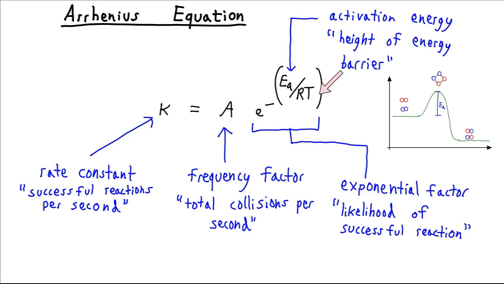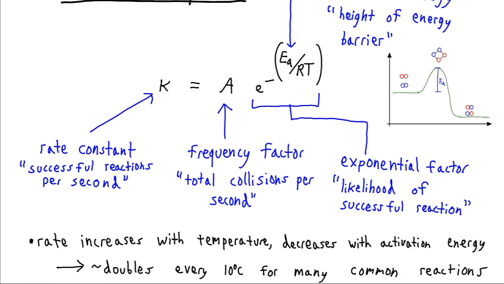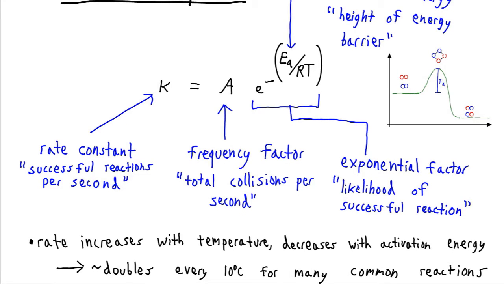Likewise, here we divide by temperature, which means that this term is going to get smaller as temperature gets larger. But because of this negative exponential, that means that the whole exponential term will get larger as the temperature goes up. So that's our relationship. If we increase the temperature or we decrease the activation energy, that's going to increase the rate of our reaction. Now, a handy relationship is that our reaction rate is going to double every 10 degrees Celsius for many common reactions.